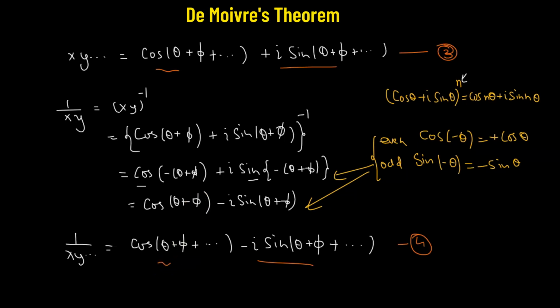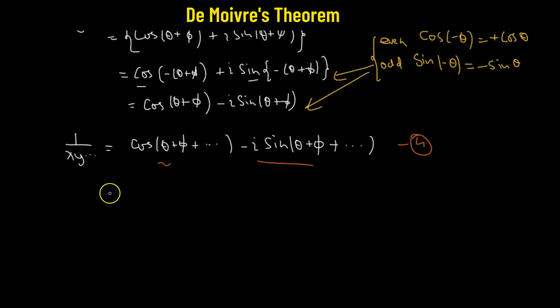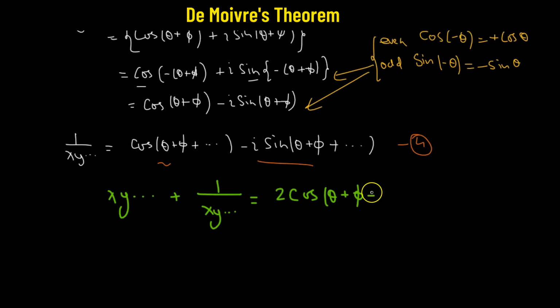So that means our final proof will be that we'll have xy multiplied by the rest of the terms, and this is added to 1 over xy, and this goes on. This will give us 2 times cosine of theta plus phi plus the rest of the angles. So we've successfully proved the first part. Now let's move on to the next part.